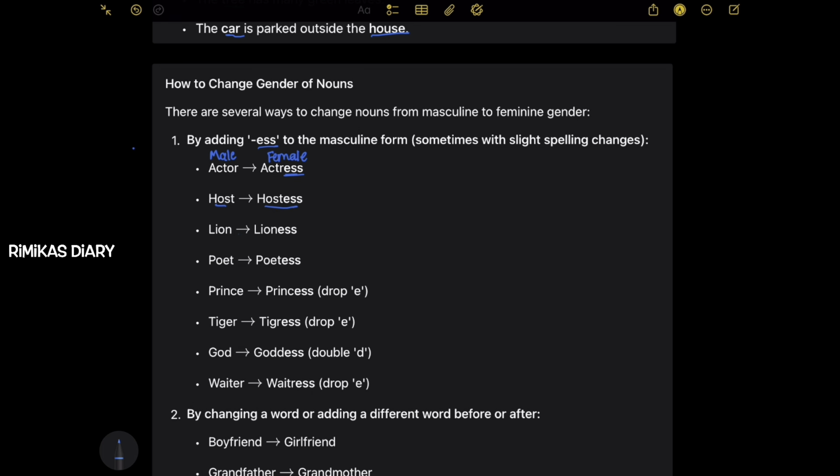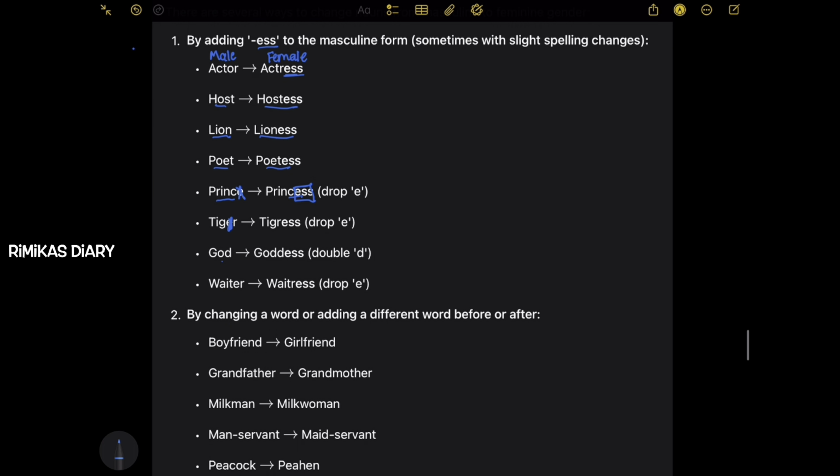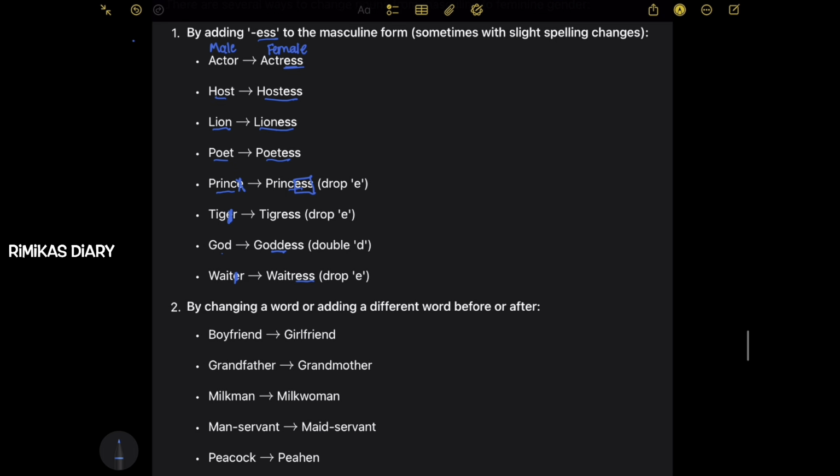Host, hostess. Lion, lioness. Poet, poetess. Prince, princess. So in here, you drop the E from prince, then you add ESS. Tiger, tigress. So also here, you drop the E and add ESS. God, goddess. So in here you double the D. Waiter, waitress. So you drop the E and add ESS.